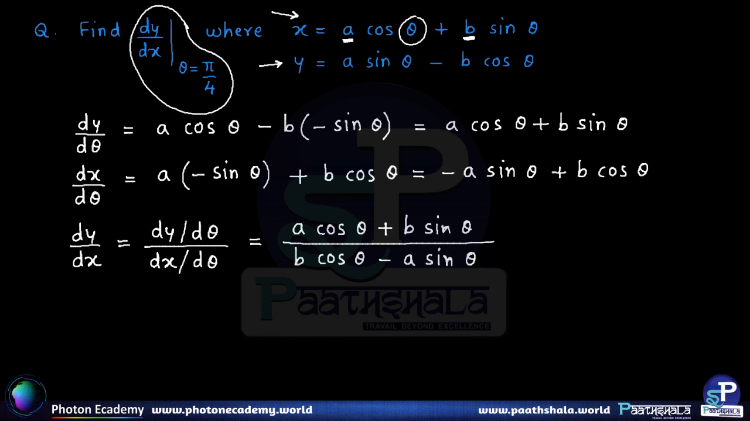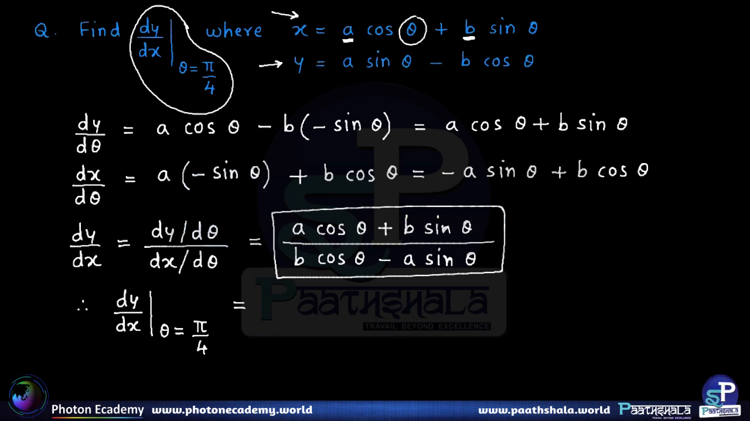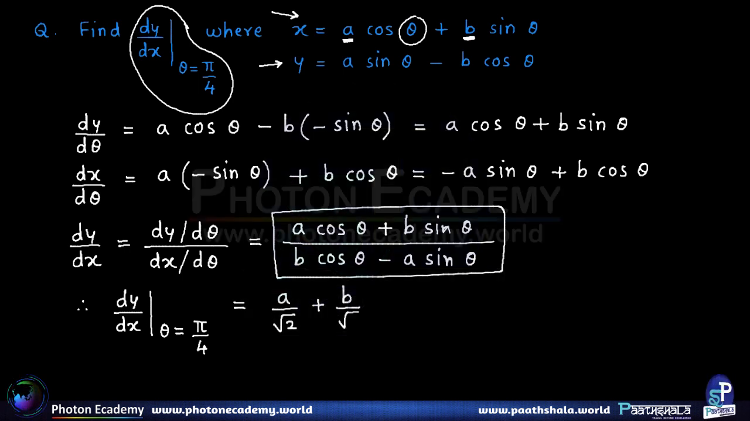Now this is the value of the derivative in general, that is in terms of theta, but we are asked to find the value at a particular point, that is dy by dx when theta is given to be specifically pi by 4, and we know that is 45 degrees. So we have to replace theta with pi by 4. a into cos of pi by 4 is 1 upon root 2, so that is a upon root 2, plus b into sine of pi by 4, which is once again 1 upon root 2, divided by b cos of pi by 4, so once again b upon root 2, minus a into sine of pi by 4, which is once again a upon root 2.